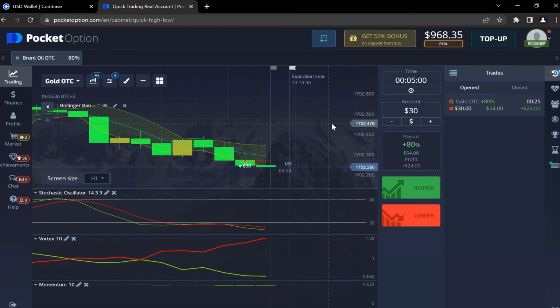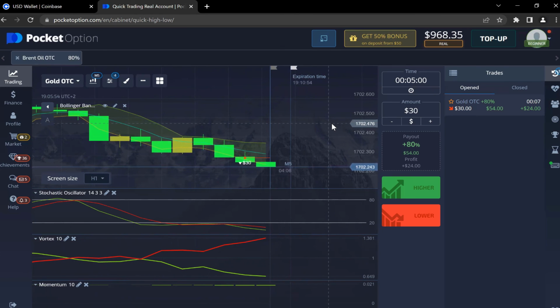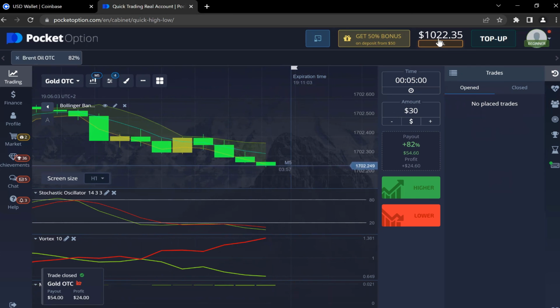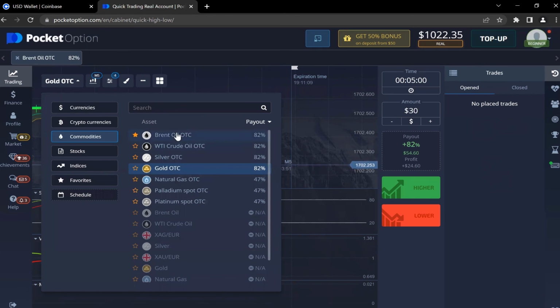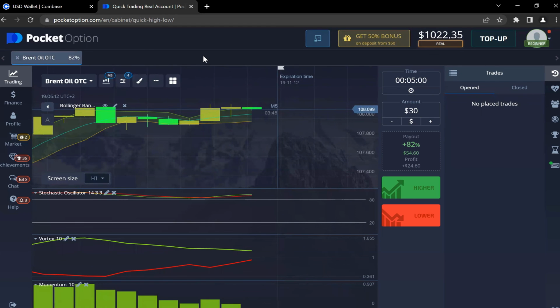20 seconds. And this is the only trade I'm taking today, unless Brent oil got a good setup going. And we won that. Won the 30 back plus 24. Boom. There we go, baby. And I broke even this week.